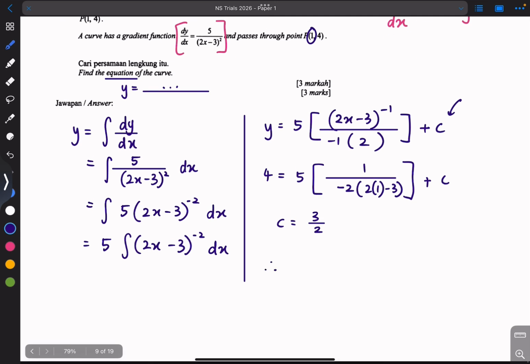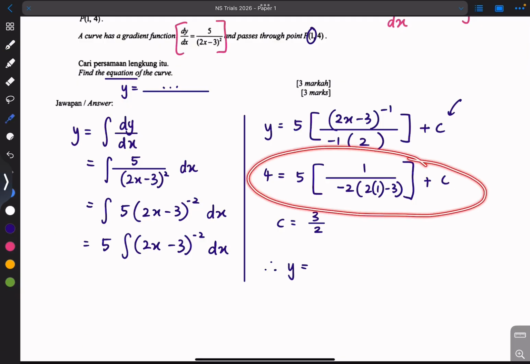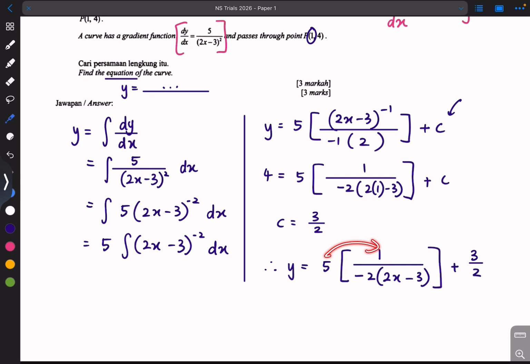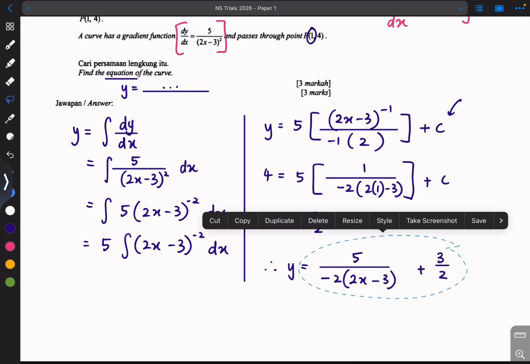Now we can finally write our equation. You write all this without the y and the x, but with the c. So y equals 5 times 1 over negative 2 times (2x minus 3), plus 3 over 2. If you want to make it neater, we can multiply this 5 inside, so it becomes 5 over this, plus 3 over 2. That's it. That will be the answer for this question.